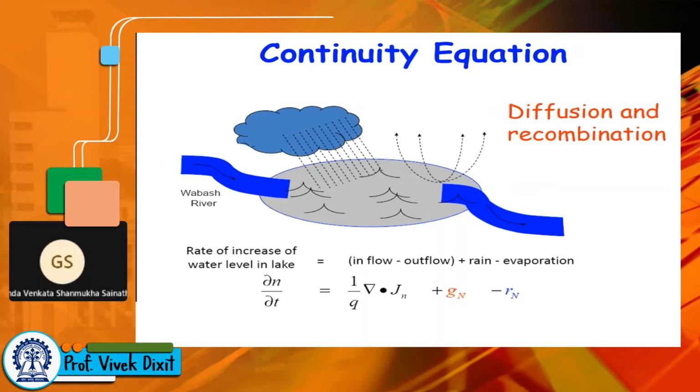So this is a continuity equation, and this is the main equation. And we have already given the analogy of a reservoir of water, where inflow and outflow is equivalent to the gradient or divergence of current. Then generation is like a rain, and evaporation is like a recombination.